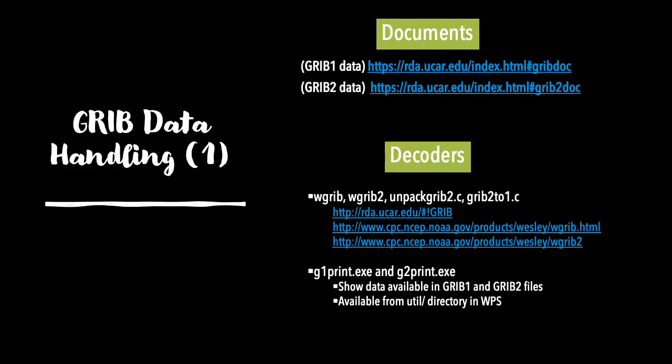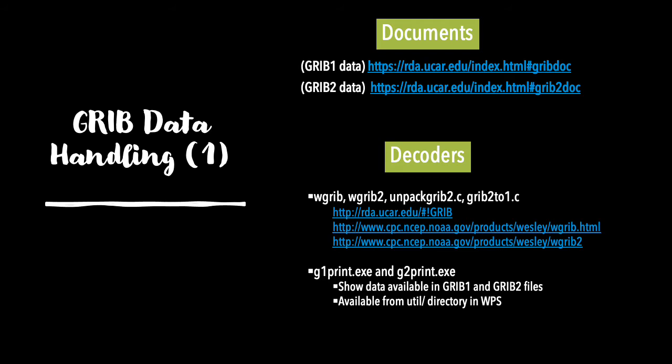Most input data will come in GRIB format, either GRIB1 or GRIB2. If you're interested in more information about these two types of GRIB files, you can follow the links listed here under Documents. If you'd like to do some decoding or reading specifics of the GRIB data, there are a few different options. For instance, WGRIB and WGRIB2 for GRIB1 and 2 files allow you to look at the headers in the data file, which is the plain English of all the information stored in them.